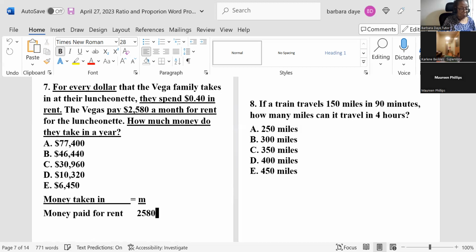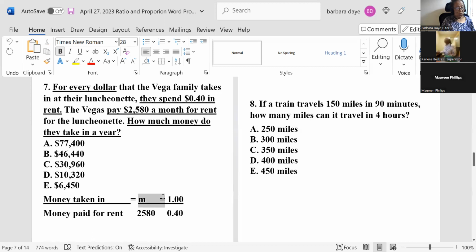Now we know that 2,580 represents the amount they paid for rent. The money that they took in was one, so that's like $1 over 0.40. So this is over the 40 cents, 0.40. Now solve that, Maureen, for the M.